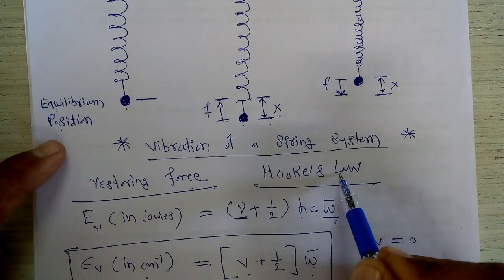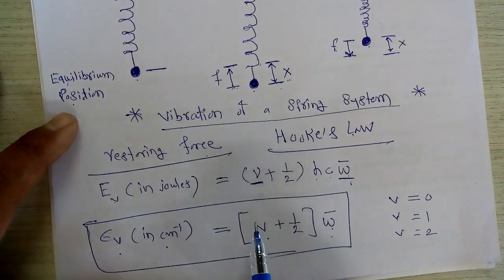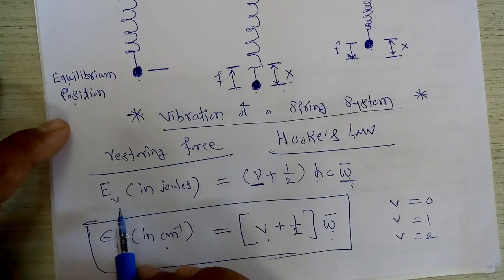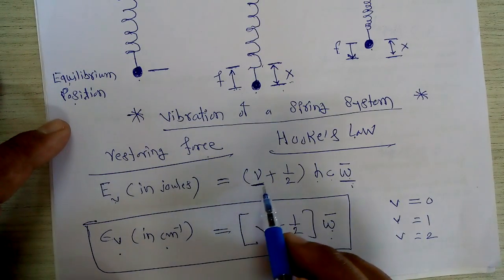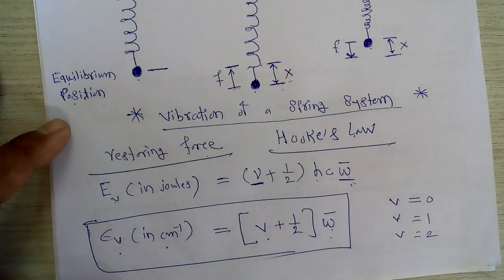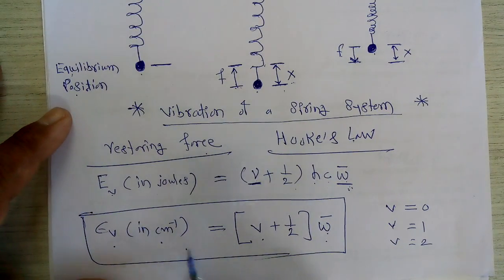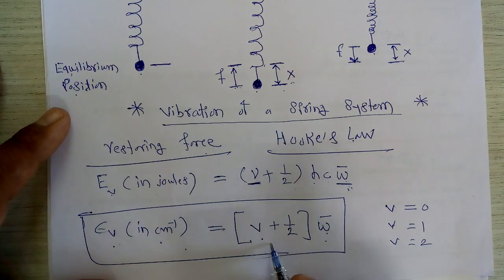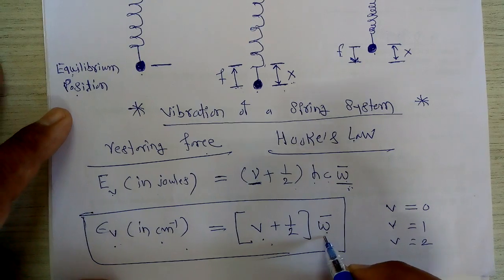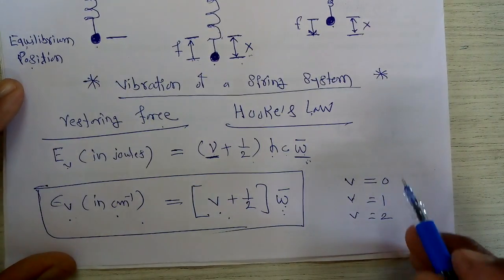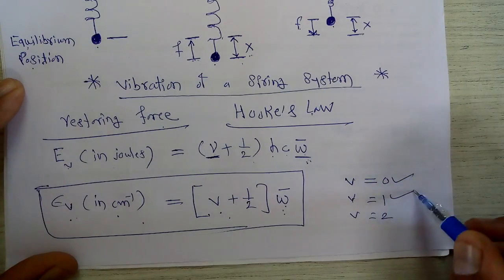Now when such a displacement is there, what is the vibrational energy involved? That energy in joules can be calculated as v plus 1 by 2 into h into c into omega bar, and that energy can be calculated in per centimeter, that is epsilon v in per centimeter equal to (v plus 1 by 2) into omega bar. So with the help of this equation, we may calculate the vibrational energy of a diatomic molecule at different values of the vibrational quantum number.